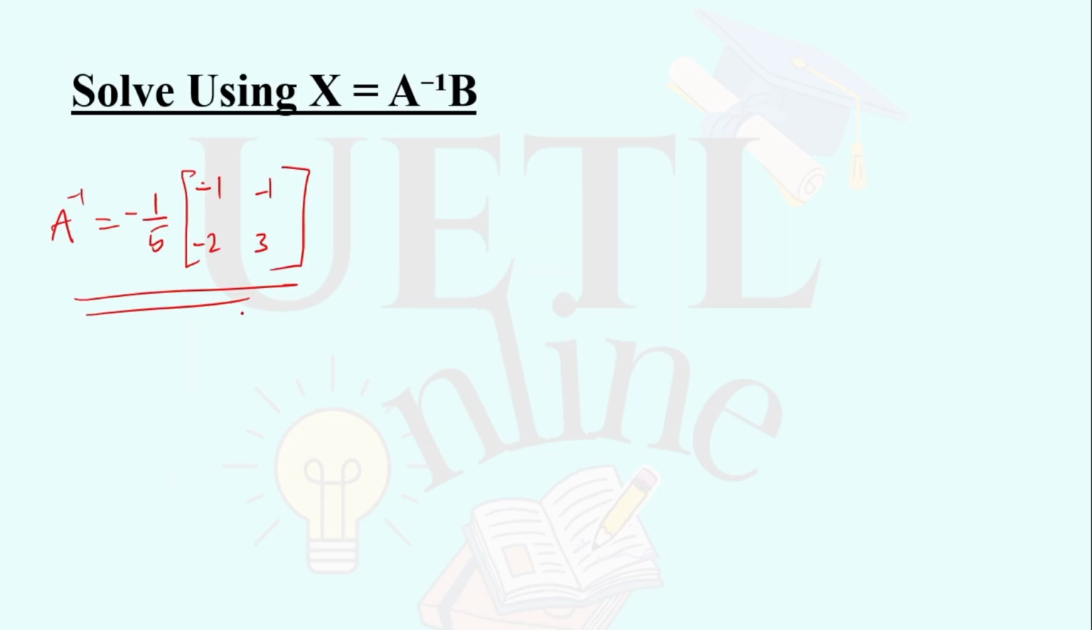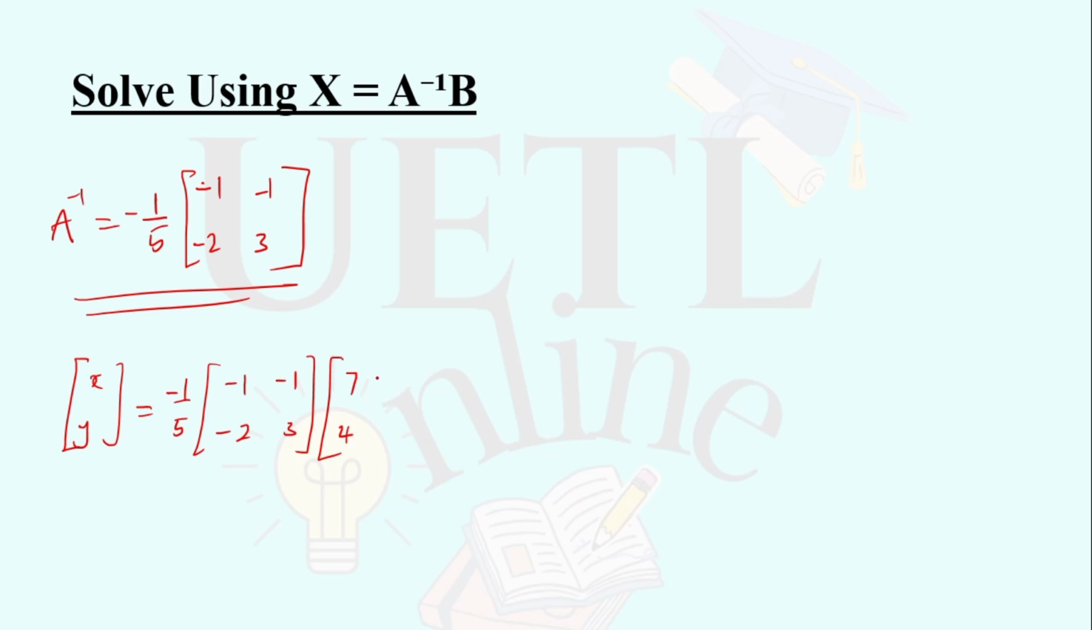Now with this inverse, our duty is just to solve the equation. To solve the equation, we put our X matrix here, then our inverse, then our B matrix. So our X matrix is x and y. This is the matrix X, which is equal to this inverse, -1 over 5 times -1, -1, -2, 3. Then we put our B matrix, which is 7, 4.